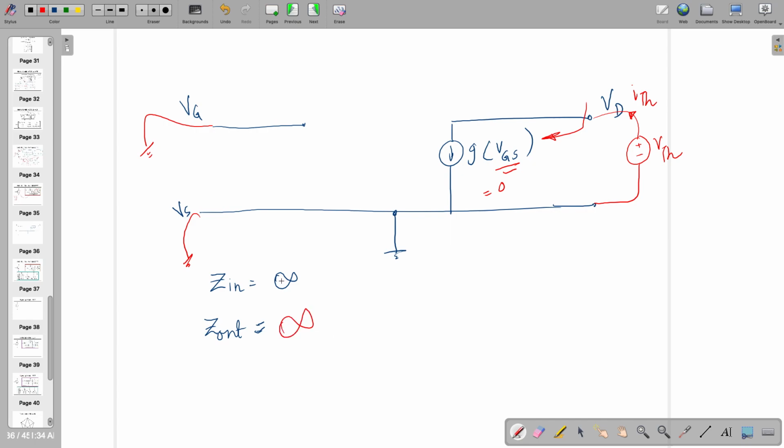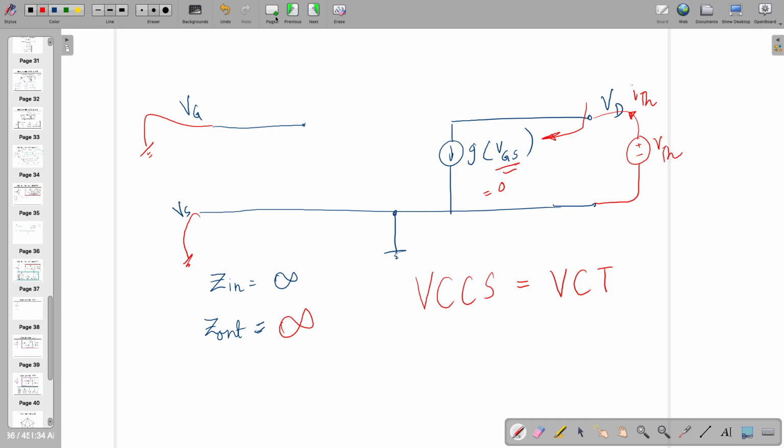If you are seeing input impedance infinite and output impedance infinite, then you are going to call such a circuit a voltage controlled current source. Or you can also call that one a VCT, which is converting voltage to current, right?